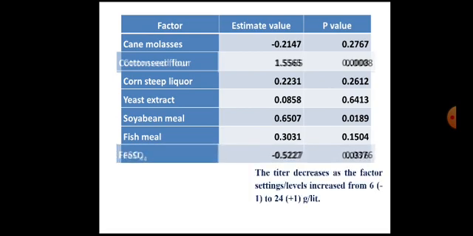This means that, talking about FeSO4, the titer decreases as the factor level is increased from 6 grams per liter to 24 grams per liter. That means if the concentration is increased from low to high, it has a negative impact on antibiotic production. But the common thing between cottonseed and FeSO4 is that both have a significant effect on the antibiotic titer.